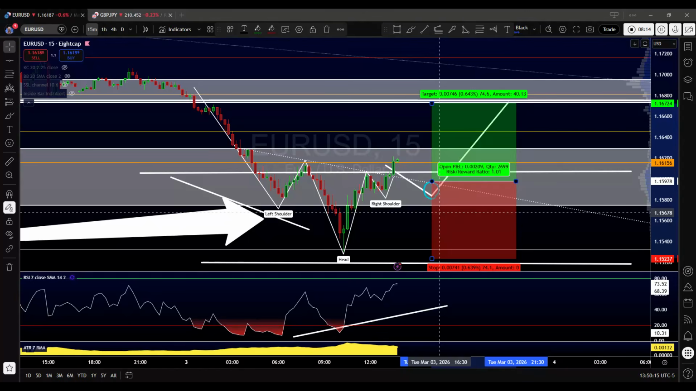There are going to be those, I don't even know if we're going to call them fundamental, but there are going to be those outside influences that are going to weigh heavy on the market and can disrupt the technicals. But that's also part of the game.